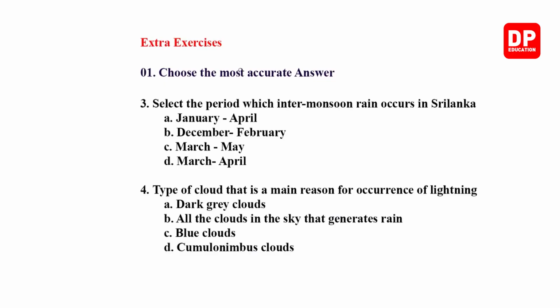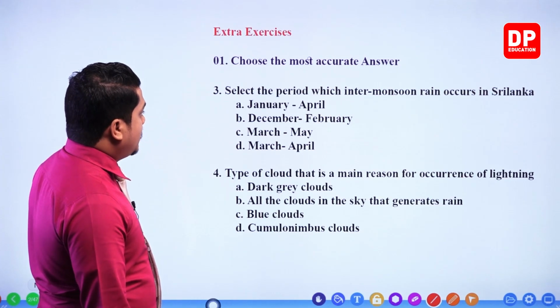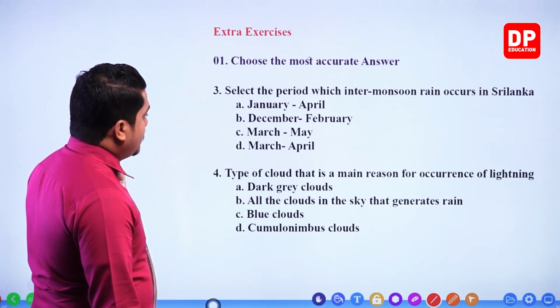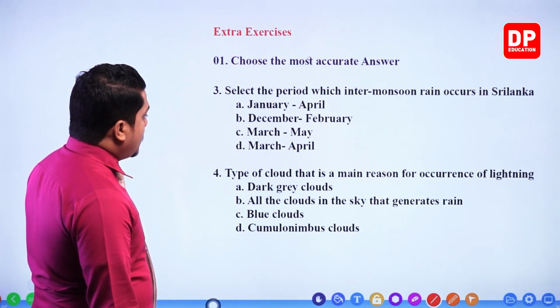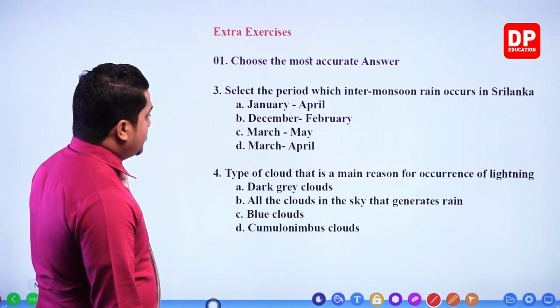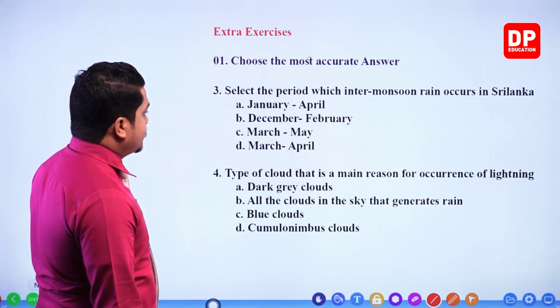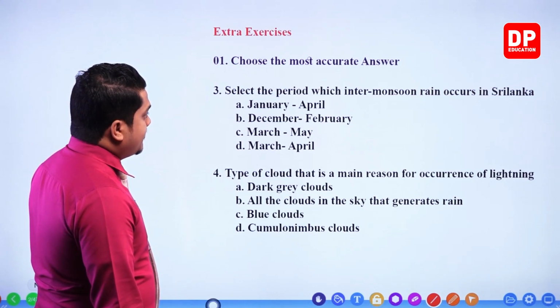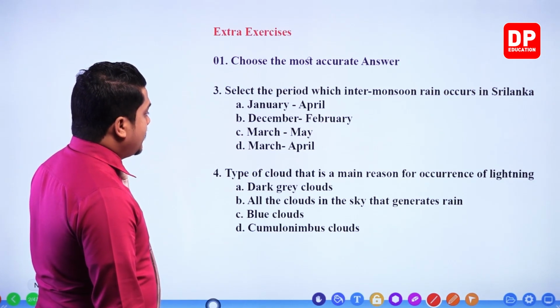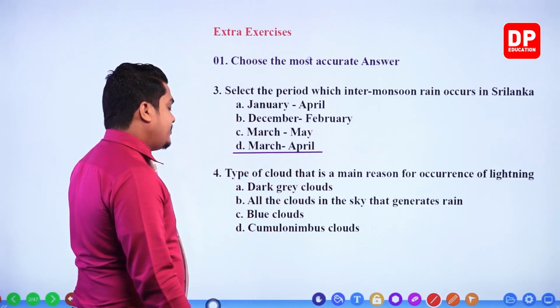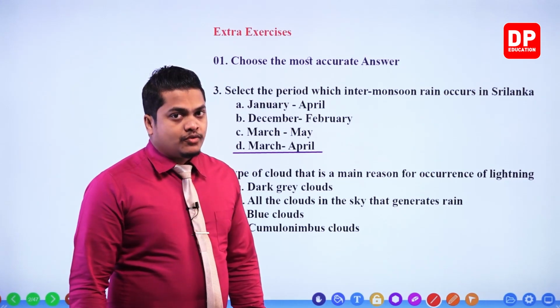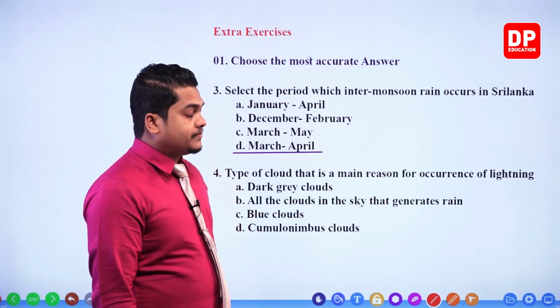Question number 3. Select the period in which intermonsoon rain occurs in Sri Lanka. January, April, December, February, March, May, March, April. So, the convectional time period, so intermonsoonal rains mainly occur from the times March and April, my dear children. March to April should be the answer there.